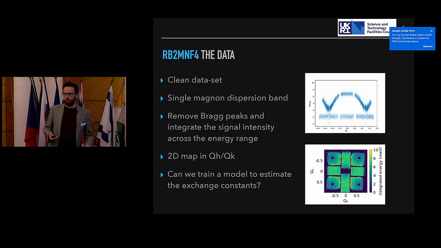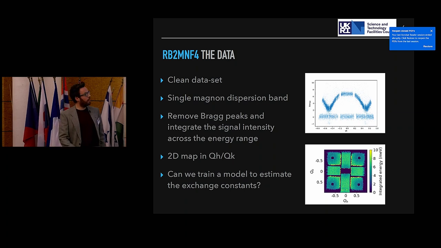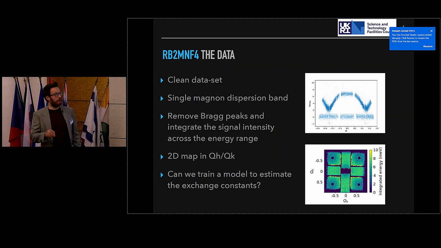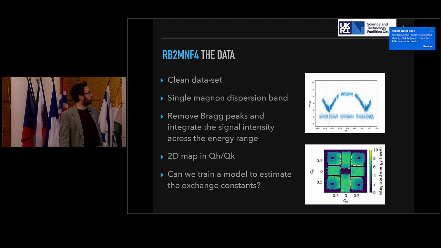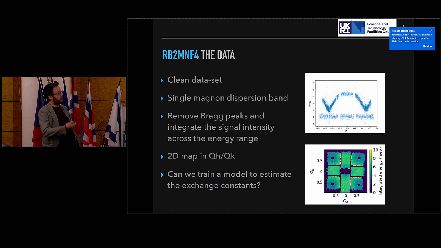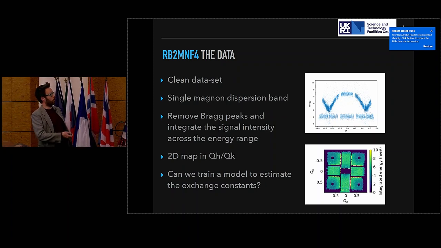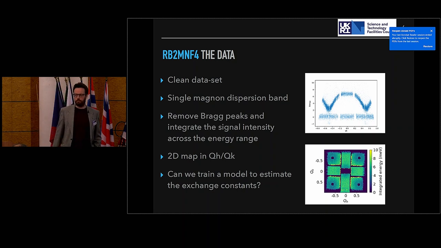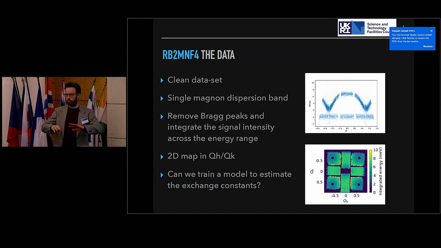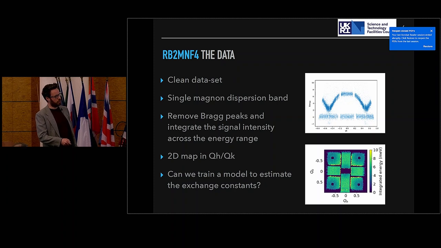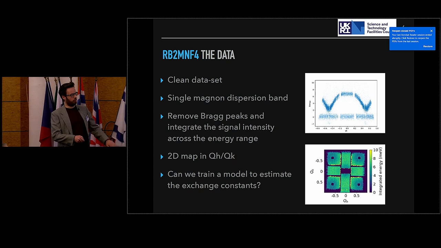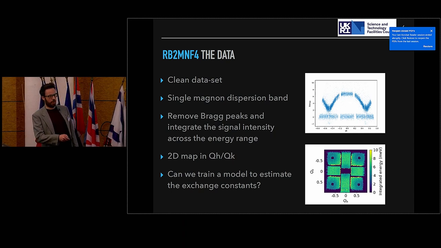The other thing that's nice about it is that we have a very clean data set that we can look at, which is not something that you always have. And this is going to become important in later contexts: it's effectively just a single magnon, so there's only a single band that you have to consider. In the data processing, first of all, you remove the Bragg peaks from the data, because the Bragg peaks would otherwise swamp all of the other signal. Then it's a 2D map in QH and QK, and this is effectively the energy transfer integrated at each of the Q points in that space. You can do that integration because it is just a single band, like I said.